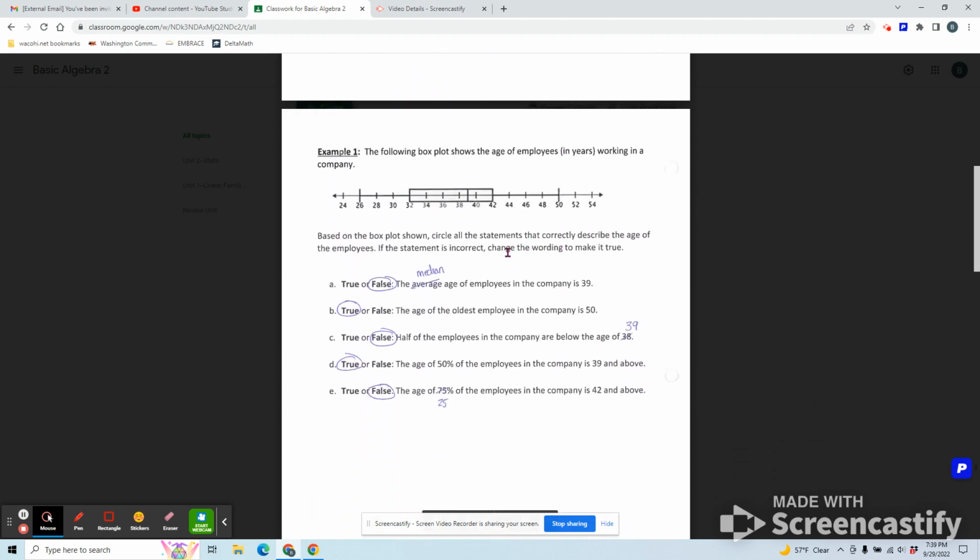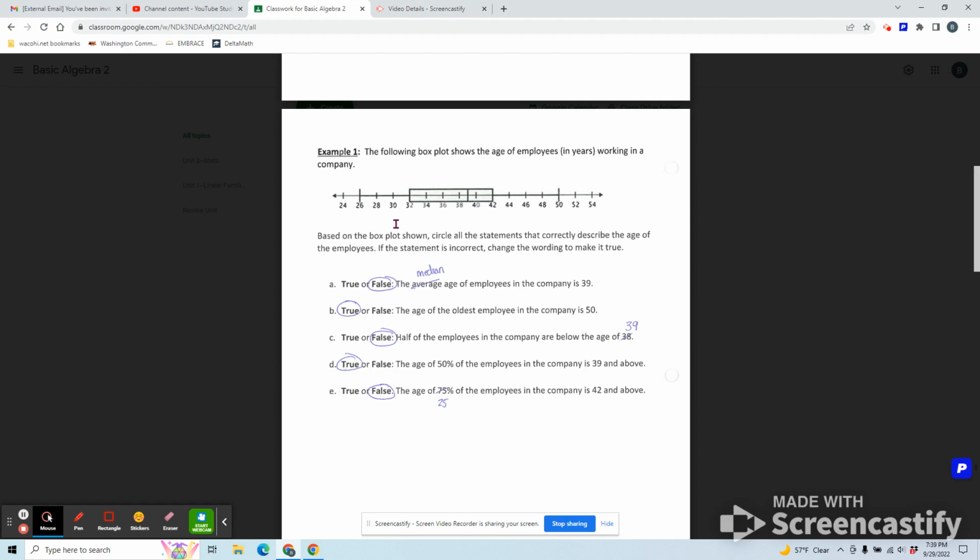So example 1 is asking us to just look at this. We're not graphing it yet. Just look at this and determine what is going on. It shows the age of employees working in a company. It may be difficult to see, but 26 and 50 are the ends of your whiskers. So 26 is your minimum and 50 is your maximum. I just wanted to point that out because it is a little tough to see in the notes.